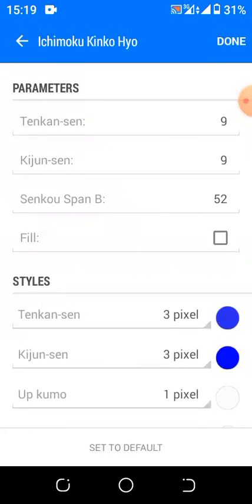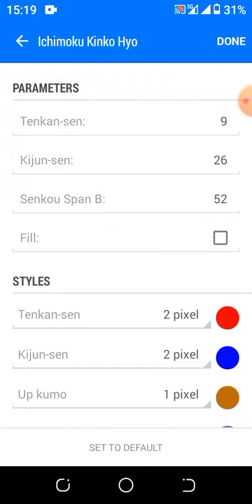So we're going to set Ichimoku on default. You have the parameters: the Tenkan-sen, the Kijun-sen, and the Senkou Span B. We want to borrow only two indicators from the Ichimoku because it has a lot of components. Whatever we don't want to use, we blur out by color.